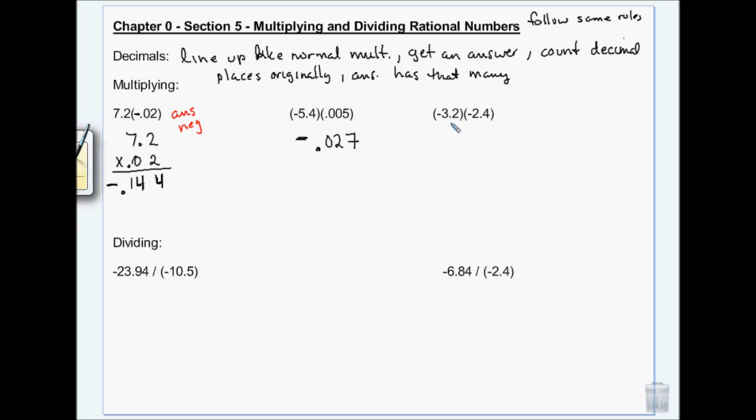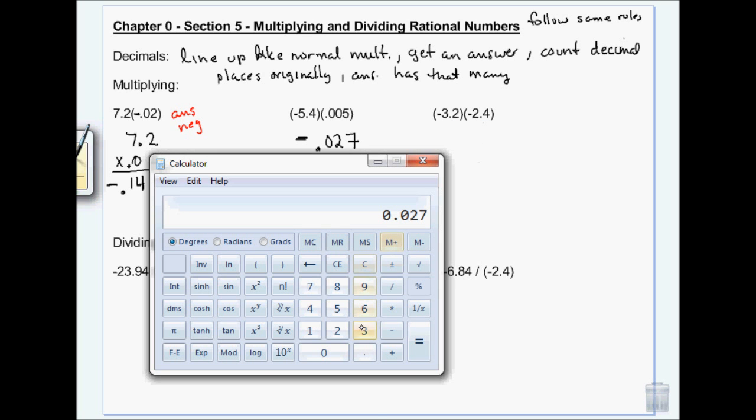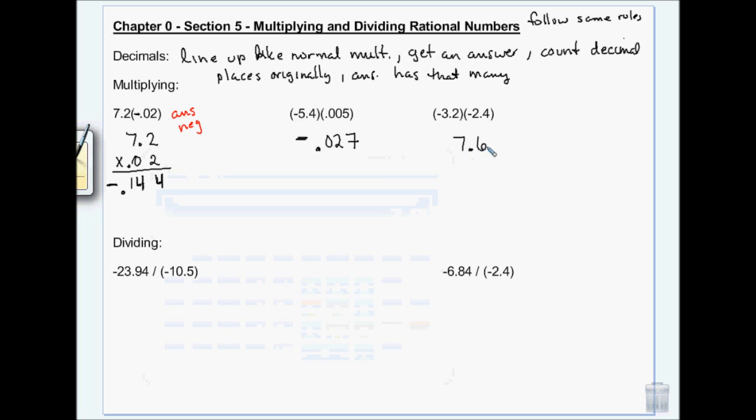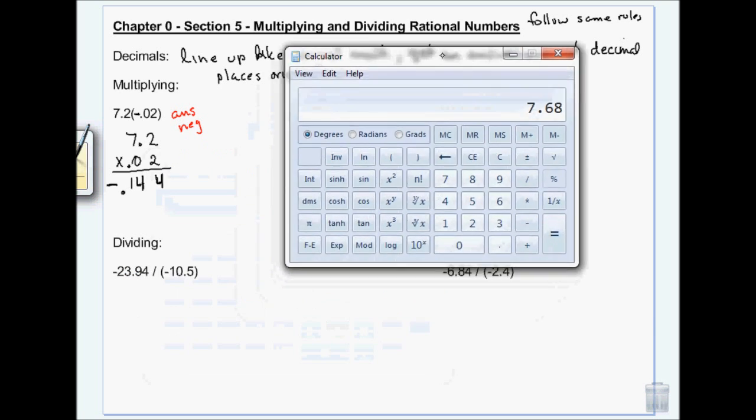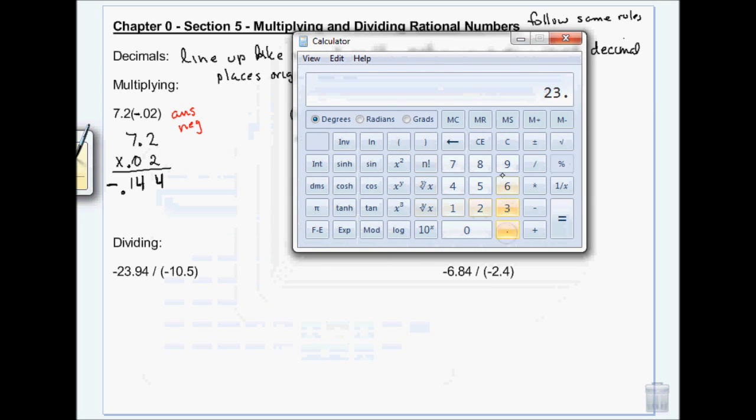Okay, negative times negative is going to give me positive. Dividing, if I divide a negative by negative, my answer is going to be positive. So 23.94 divided by 10.5. This will be 2.28.